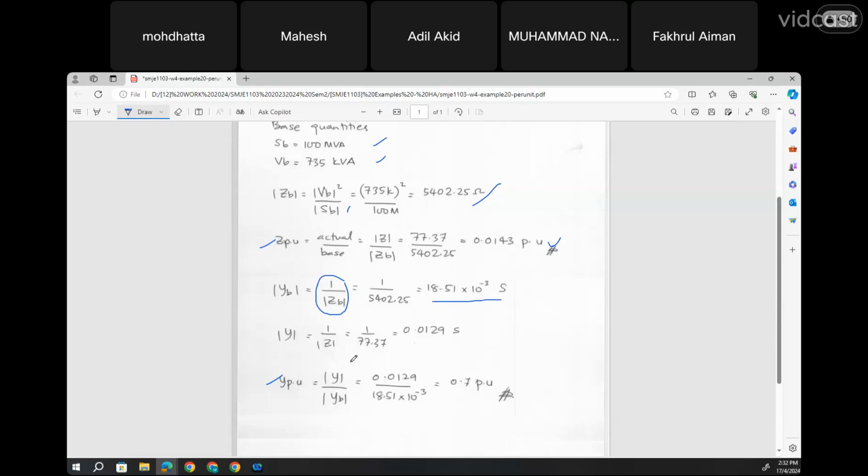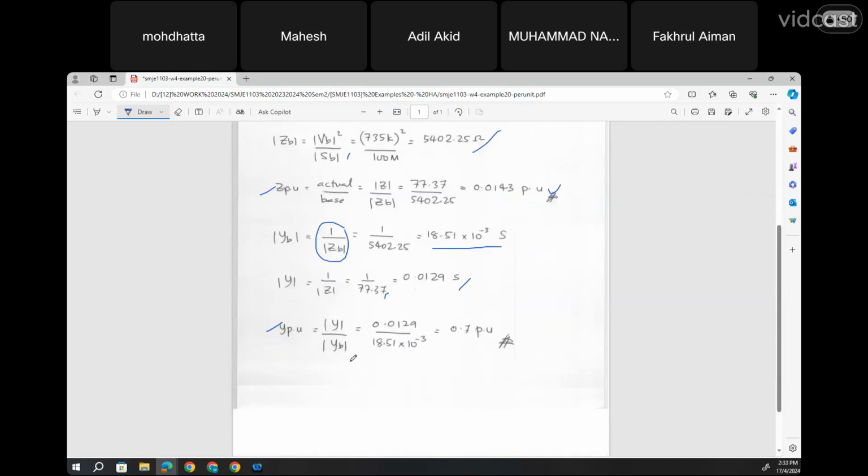And again, to get the per unit, you need the actual. So the actual value of your admittance is coming from 1 over Z, actual impedance, which is 7.37. So this is the value of your actual admittance.